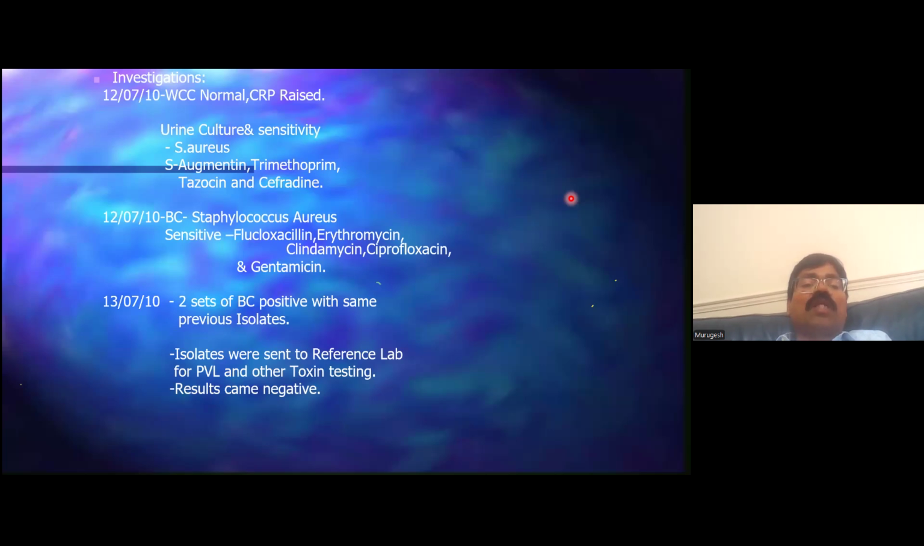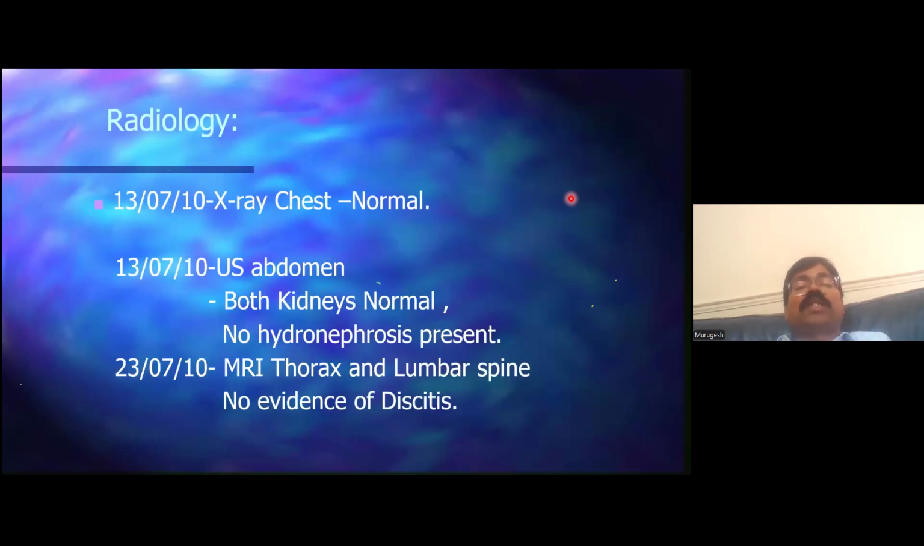As you can see, on the 12th, she had Staph aureus in the blood culture. We requested a repeat blood culture, and again here it was a breakthrough bacteremia. So there is something deep-seated. Since she had a rash, we also tested for Panton-Valentine leukocidin factor, which came back negative. And the chest X-ray was normal.